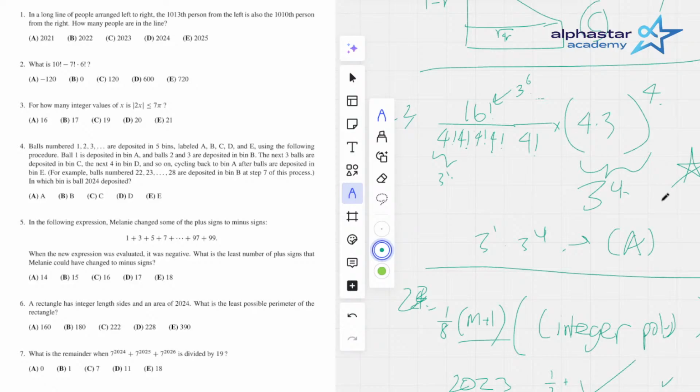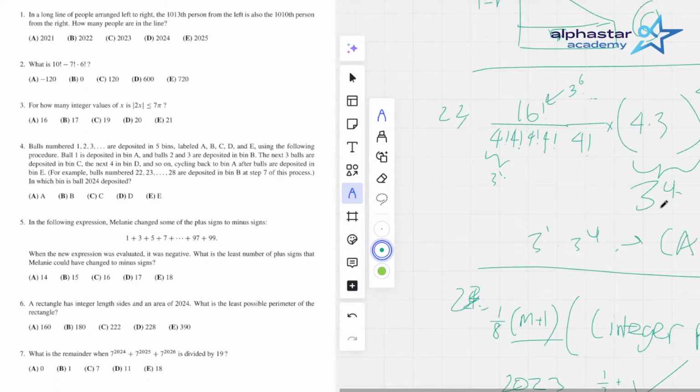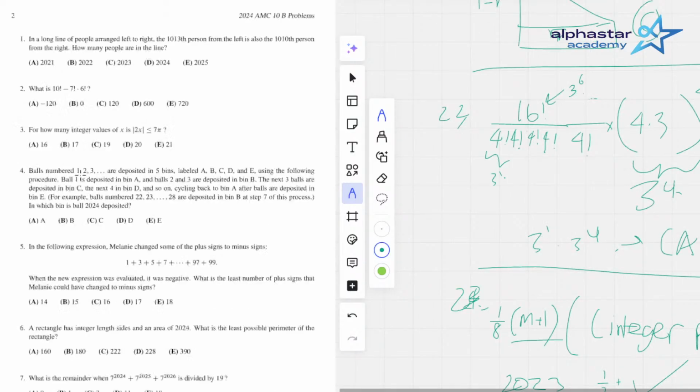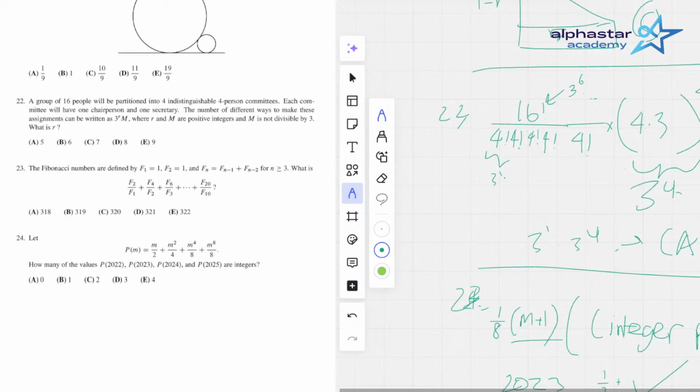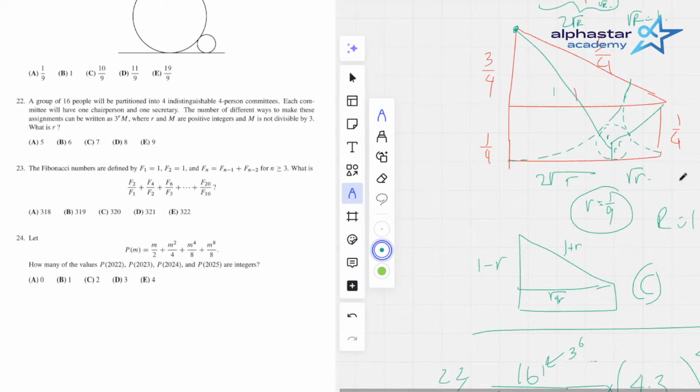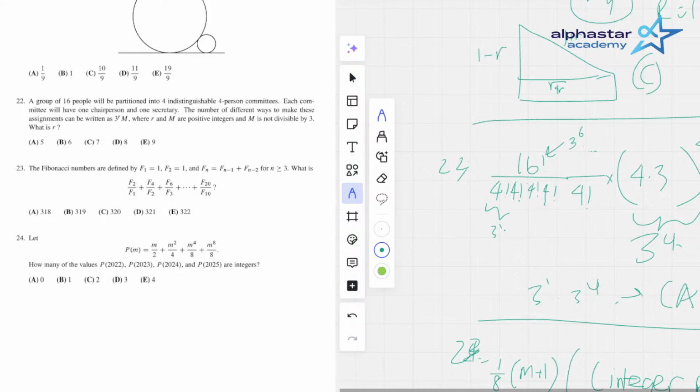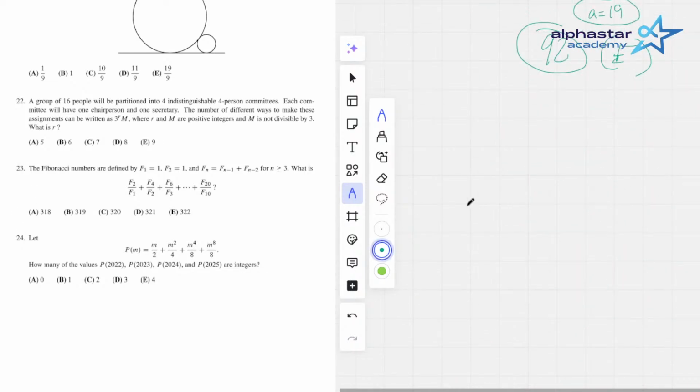So number 23, I'm a little worried about. Oh, wait, I just skipped one. Sorry, this is 24. No, this is 22. So I missed 23. I see. So let's do one more. Fibonacci numbers are this. What is this? Plus this, plus this, plus this. This looks like a basic induction problem.